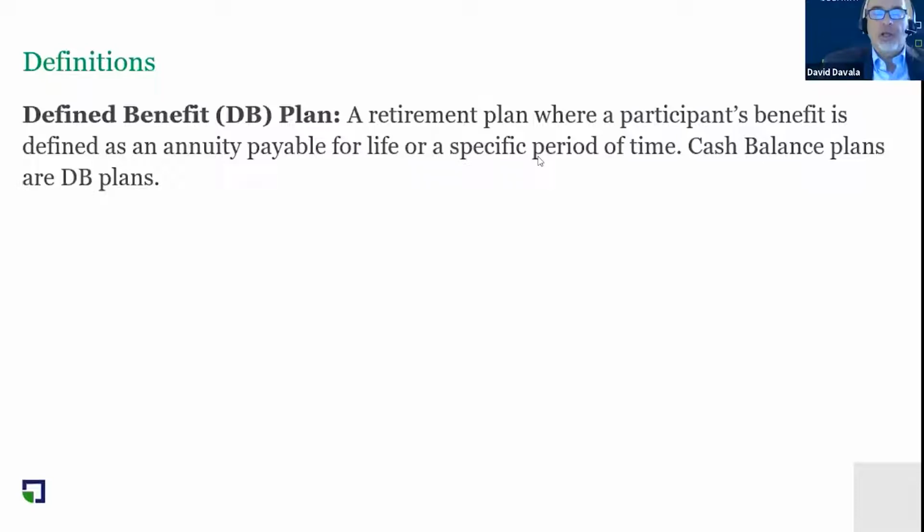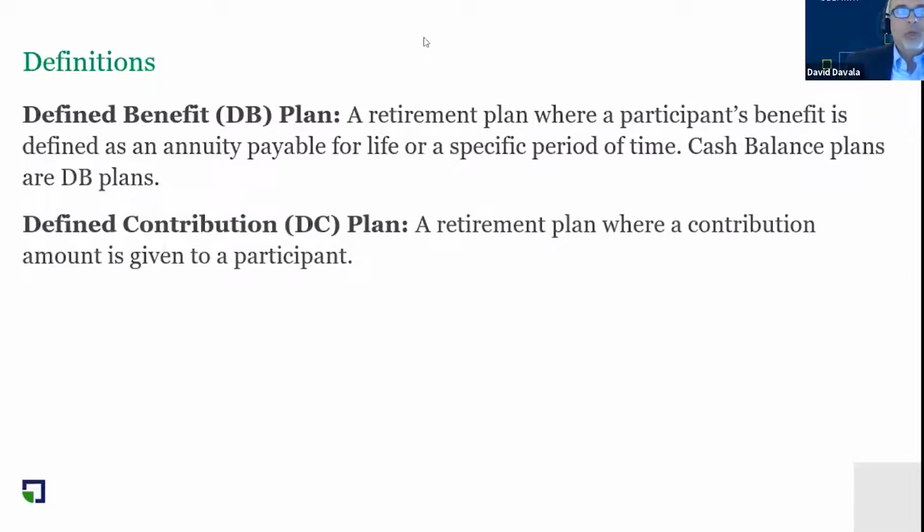A cash balance plan is a defined benefit plan. It looks like a 401k, but it is a defined benefit plan. It defines a cash balance credit, which is actually the present value of an accrued benefit. And in a defined benefit plan, the plan sponsor is responsible for the investment risk and the mortality risk. Okay, a defined contribution or DC plan is a retirement plan where a contribution amount is given to a participant. If the plan allows, the participant can direct the investments of their contributions. In these plans, the participant bears the investment and mortality risk.